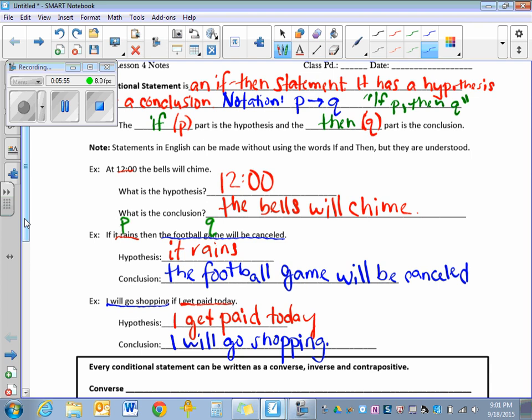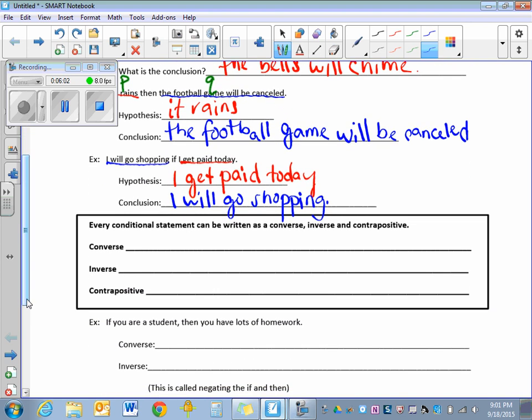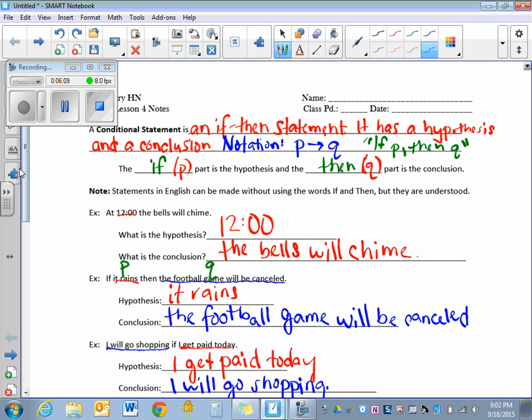You can make that into an if-then statement. So be careful with this one, where the order is not the same as what we've been looking at. All right, so a conditional statement, that's again an if-then statement. You can kind of think of it as a diagram here.